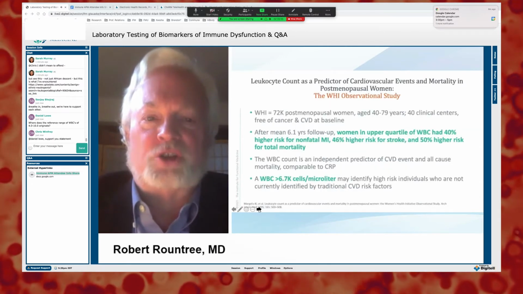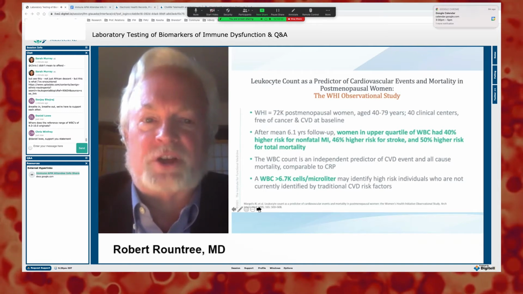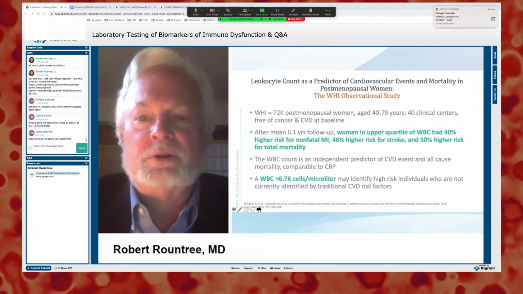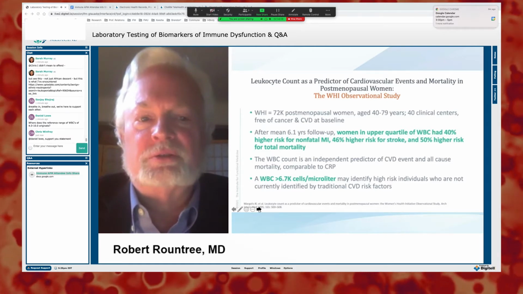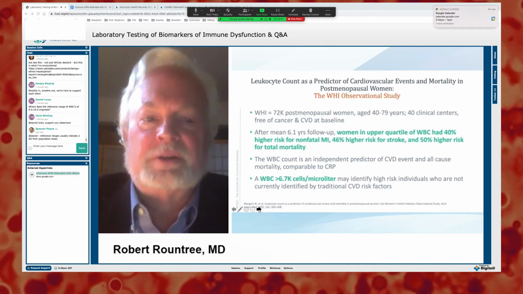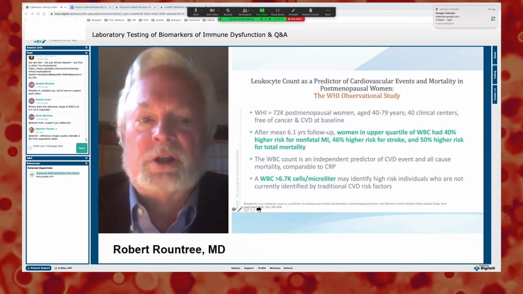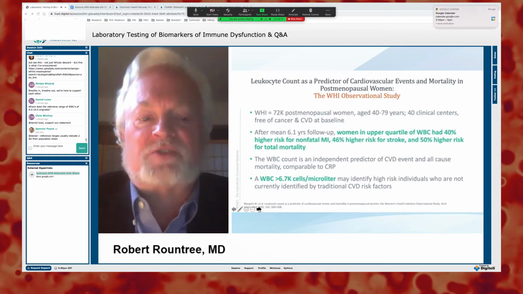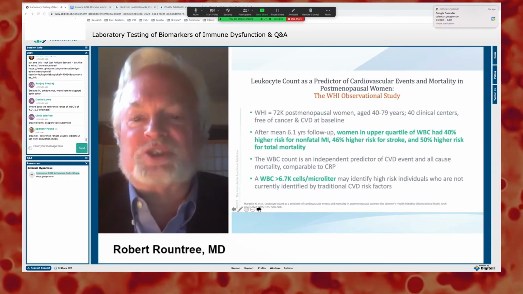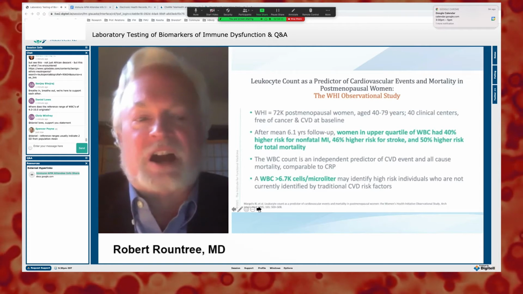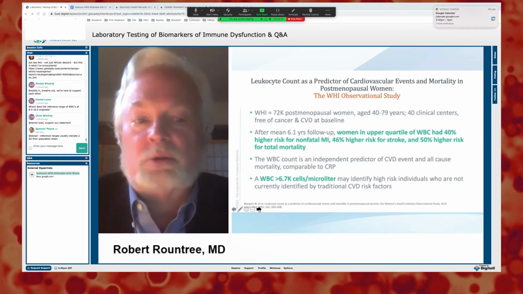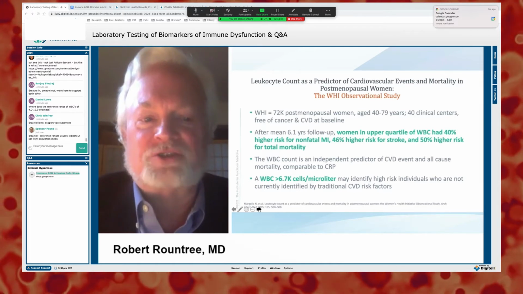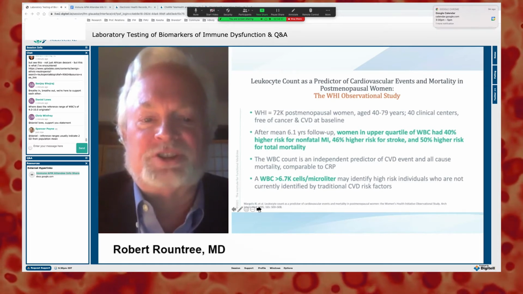Now, there are a number of studies that show this. One of the best was the Women's Health International study. 72,000 women post-menopause, 40 clinical centers. They didn't have cancer. They didn't have heart disease. They were followed for over 6 years. And what was found is that women in the upper quartile of the white count had a 40% higher risk for non-fatal AMI and a 46% higher risk for stroke, plus a 50% higher risk of total mortality. So this cheap, easy, ubiquitous test is an independent predictor of cardiovascular disease and mortality, comparable to CRP.